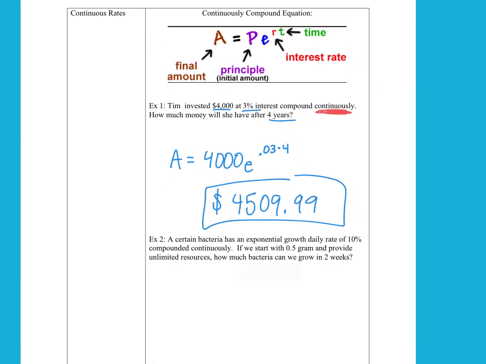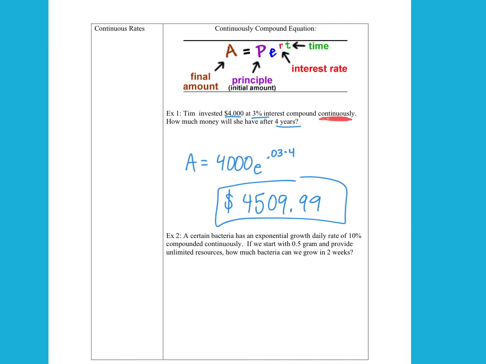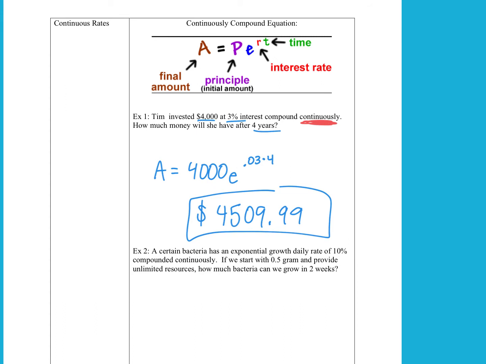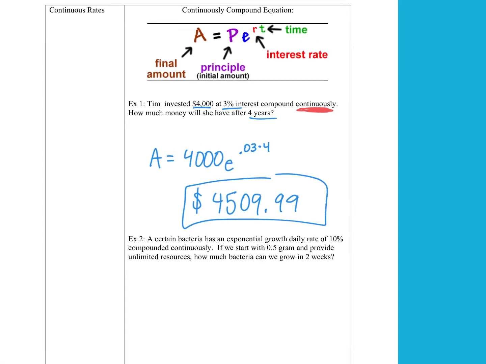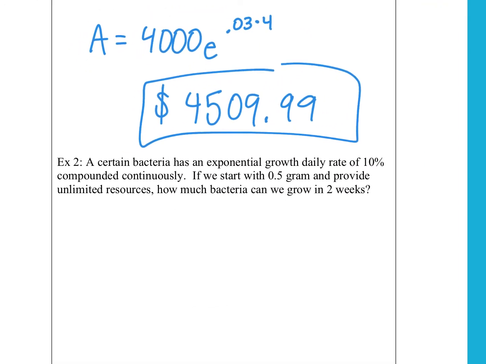Okay. Number 2 then. Instead of money this time, we're talking about bacteria. Okay. Go ahead and set this one up. Be careful on this one because it's saying how much bacteria can we grow in 2 weeks. Okay, so let's set this one up. How do we start it? A equals. 0.5 would be your initial amount. E to the 0.1 times.